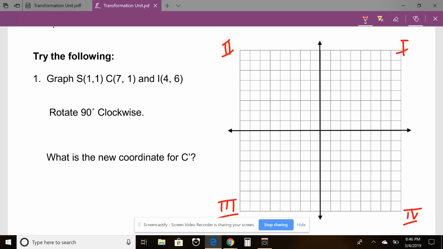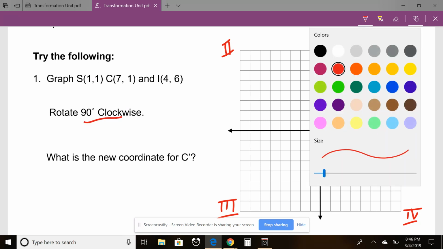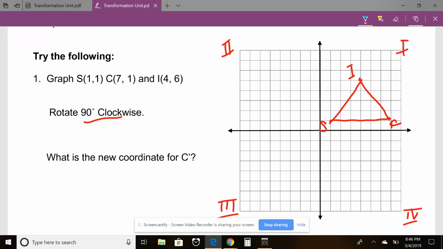S is going to be (1, 1). Oh, C, I'm sorry, that's C, (7, 1). And I is going to be (4, 6). It's a nice triangle. Now, when I rotate this 90 degrees clockwise, you're just basically rotating it one quadrant.